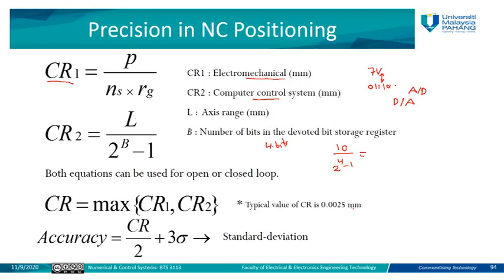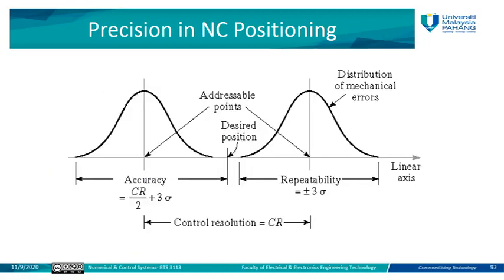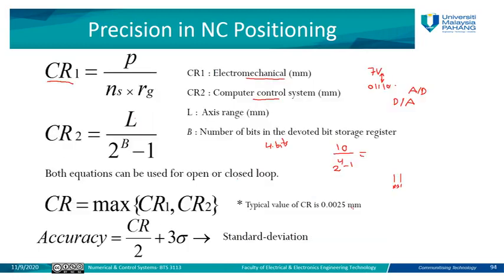As I told you, the resolution is more about the difference between two points. This is my first coordinate, this is my second coordinate. What is the distance between them? As we can see here, this is the first addressable point and the second addressable point. The distance between them is related to the CR, the control resolution. Accuracy is equal to CR over 2 plus 3 sigma, where sigma is the standard deviation.